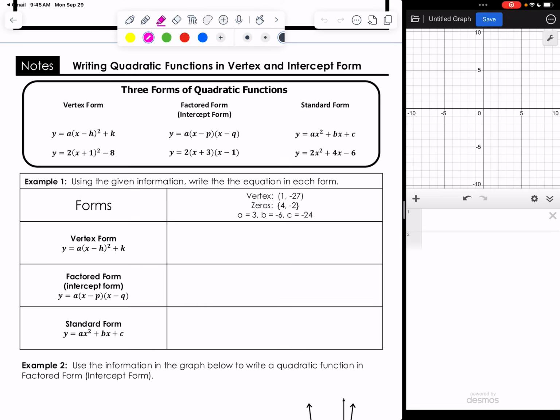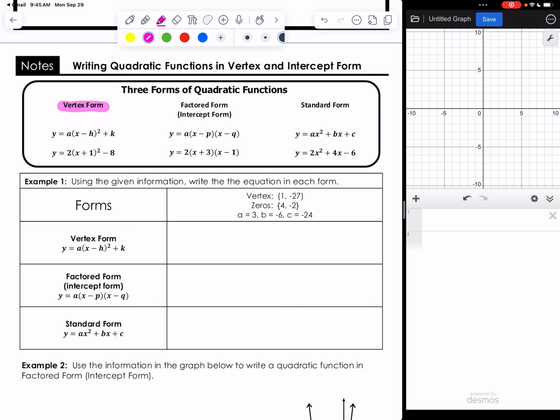Today's lesson, we will be learning to write equations of quadratic functions in vertex form and factored form, also known as intercept form. But before we do, let's review the three different forms of quadratic functions. So we can write quadratic functions in different forms.